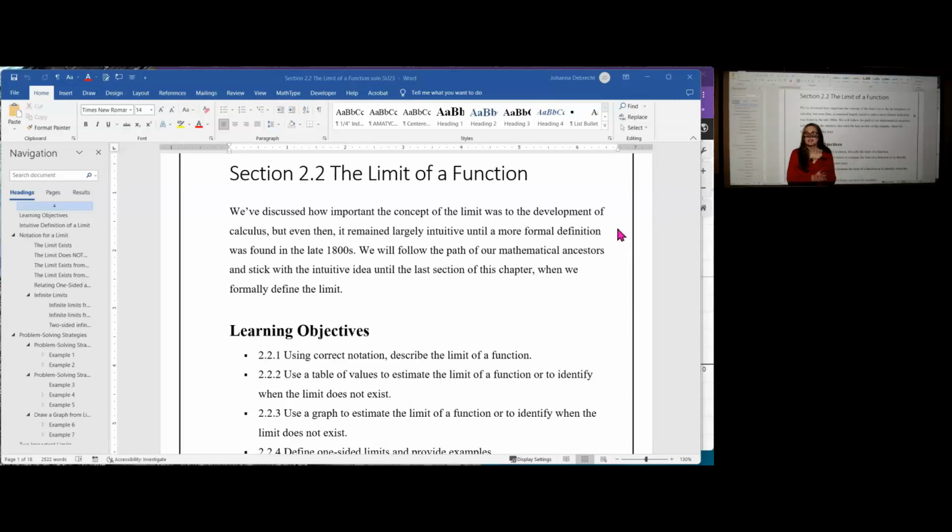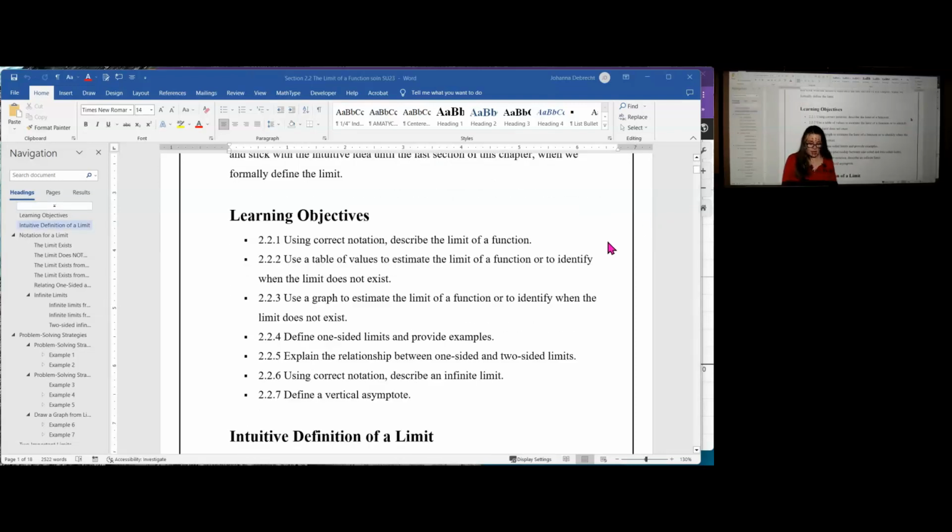Even though Sir Isaac Newton and Gottfried Leibniz came up with the idea of the limit and established calculus in the 1690s, the concept of the limit remained an intuitive one until the late 1800s, when Augustin Cauchy came up with a formula to make it precise and calculable. We're going to stick with the intuitive idea until the end of this chapter, when we will make it precise using Cauchy's method. In this section, we're going to talk about the following topics.